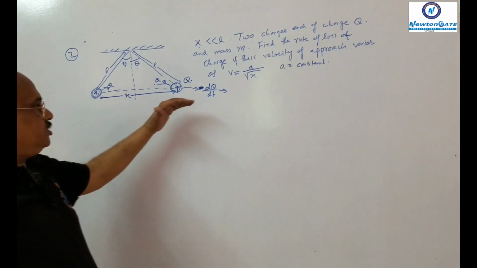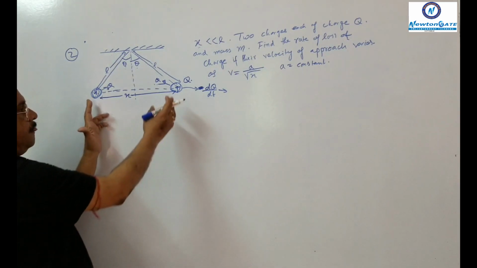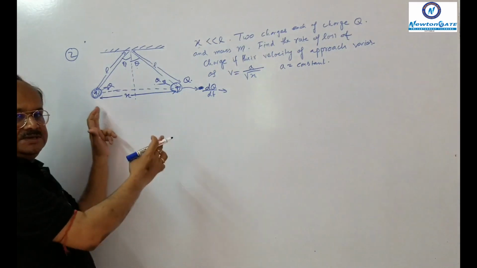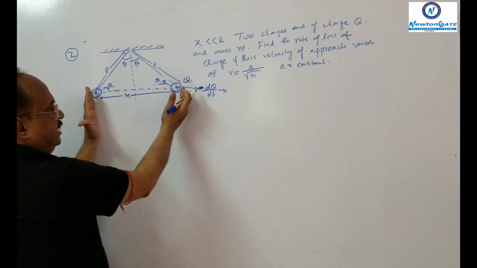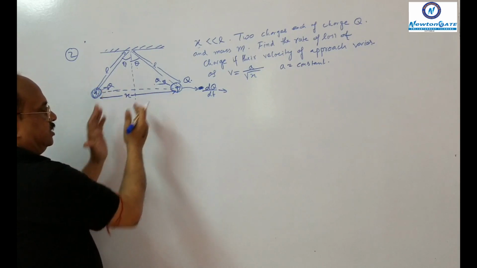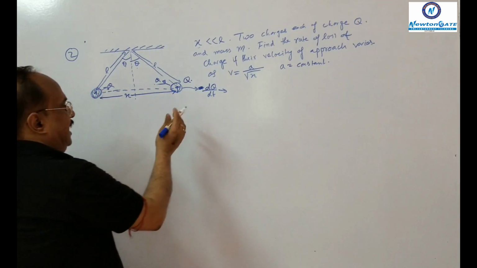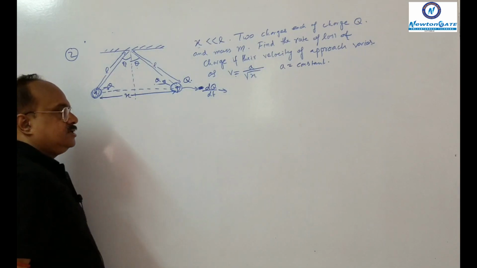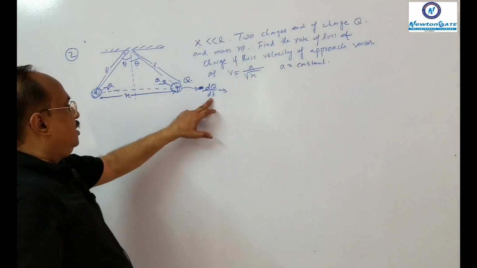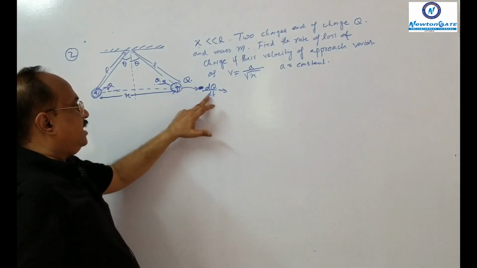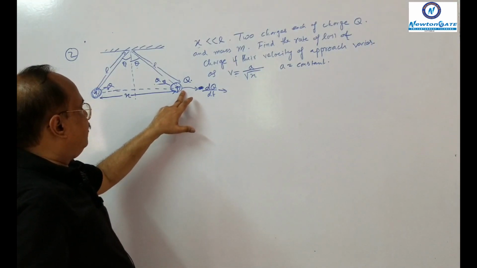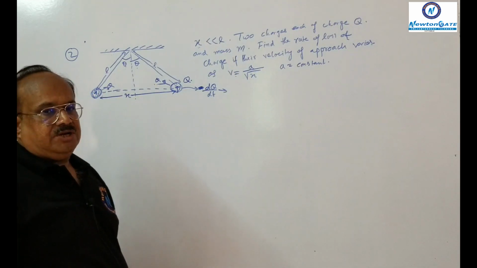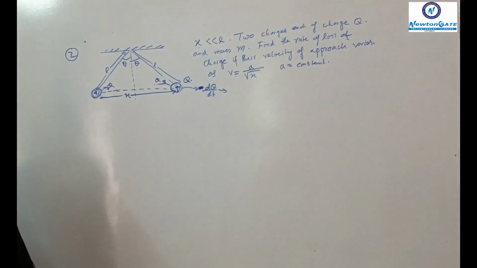Now due to this losing charge, the repulsion between these two charges is decreasing, and they are coming closer to each other. So the velocity of approach is given to you as v is equal to a by root over x. And what was asked in this question is at what rate the charge will be emitted from this charge. That I have to find out. So what should I do?